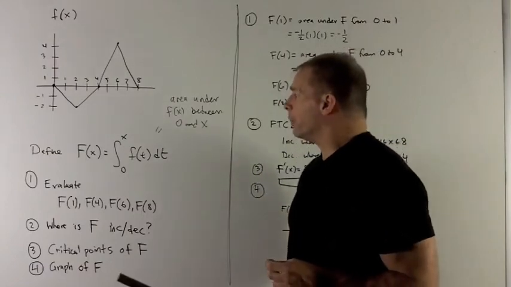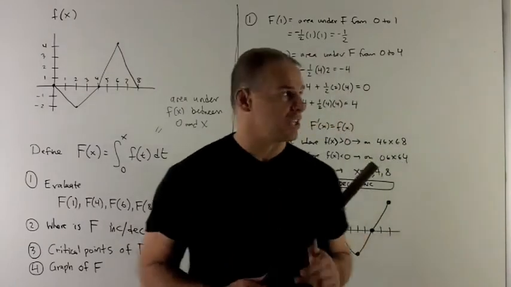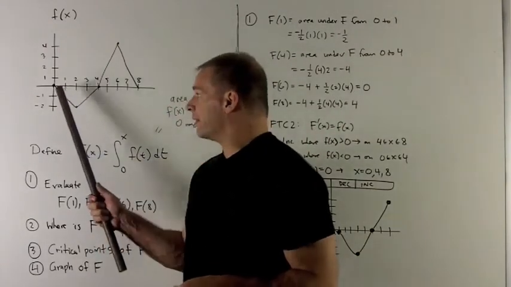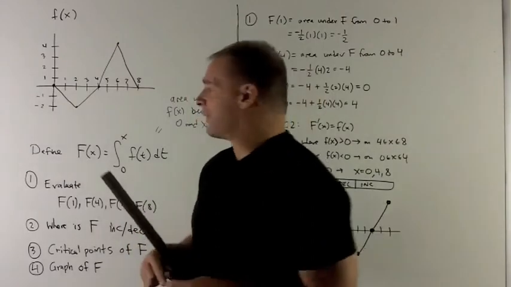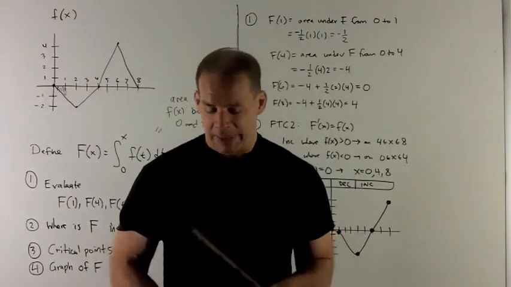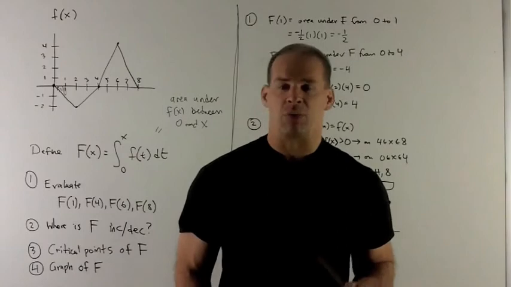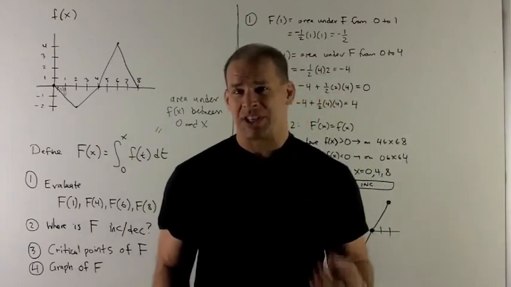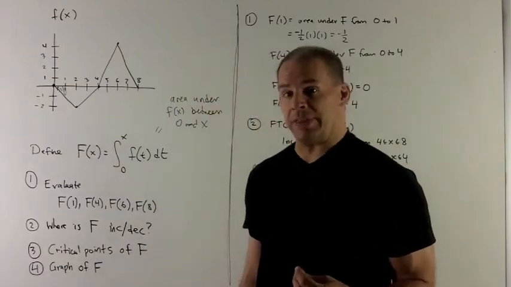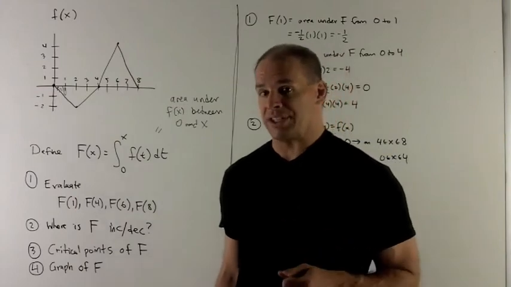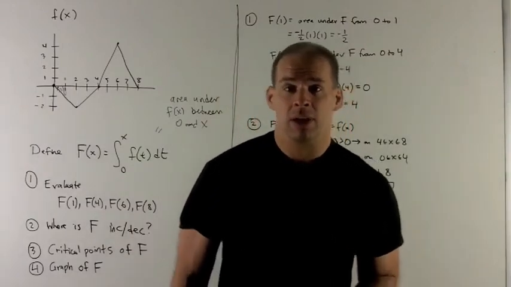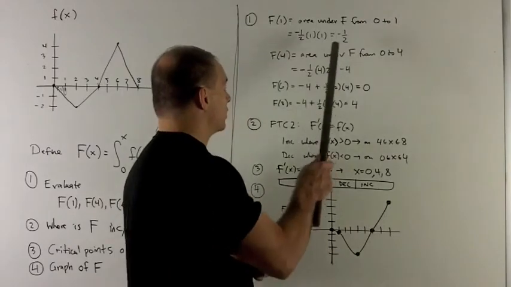Let's start. So for F of 1, the way I interpret this is the area under f from 0 to 1. I look at my graph. I notice my graph is under the axis. So in this case, the area is going to pick up a minus sign. It's not really an area, but it's just a signed area where the sign indicates what side of the x-axis you're on. And in this case, everything is underneath the x-axis. So it's the area with a minus sign attached. Since this is a triangle, it's just 1/2 base times height, so I get 1/2 with a minus sign attached. So F of 1 is minus 1/2.